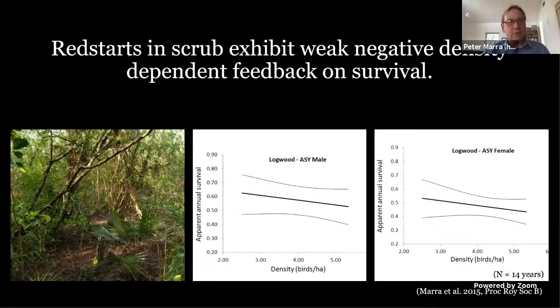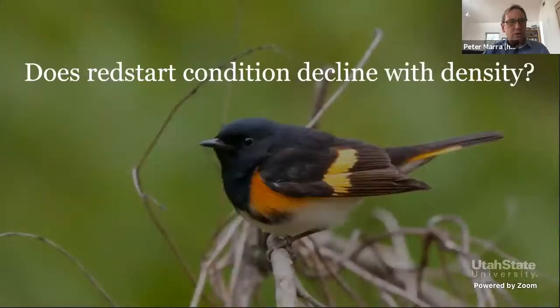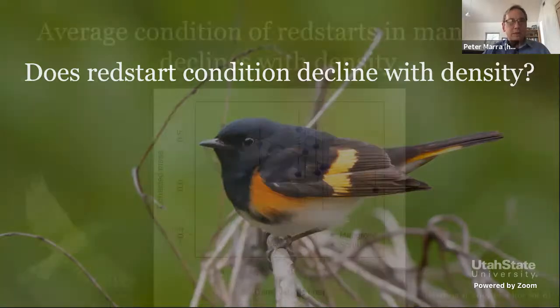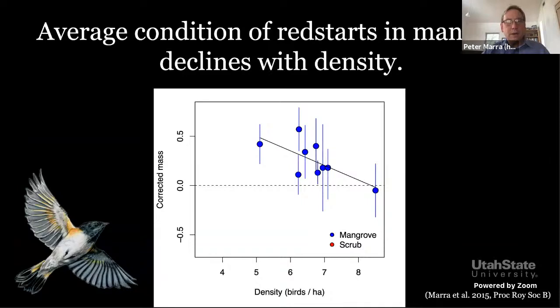And so we decided to look at this and say, well, to what degree does redstart condition decline with density? And does that influence survival later on after they leave? Because we're not seeing differences in overwinter survival with density, but does condition decline with density? And sure enough, we do see, this is birds in mangrove, the densities on the x-axis, corrected mass on the y-axis. So birds up here are in better condition than birds down here.